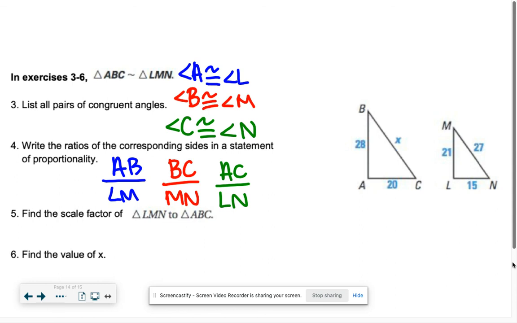Find the scale factor from triangle LMN, so the smaller one to the big one, ABC. So what side should we use in LMN? 15, that's a good one. I would pick 15 too. Okay, 15. Now what does 15 match? 20. Can we reduce? Yes. 5s go in there, so it's what? 3 and 4. Woohoo! Our scale factor is 3/4.